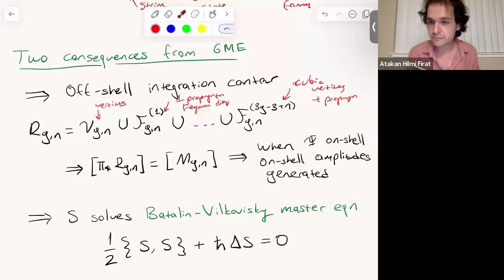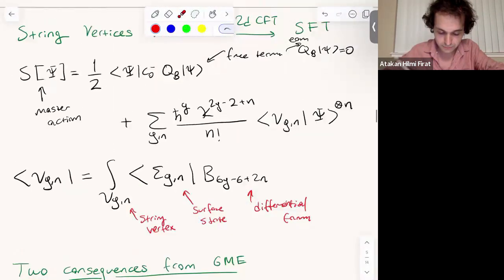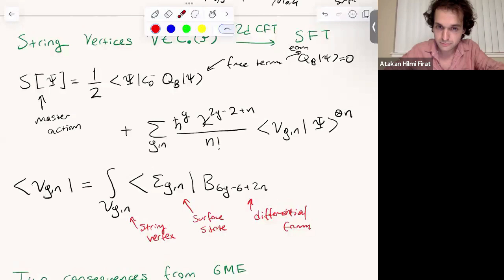Yes, I do have one actually. So the master action in the theory, how does that relate to the sum over the genus and the vertex interaction? Like basically, what is the dependency of the master action on the vertex interactions?